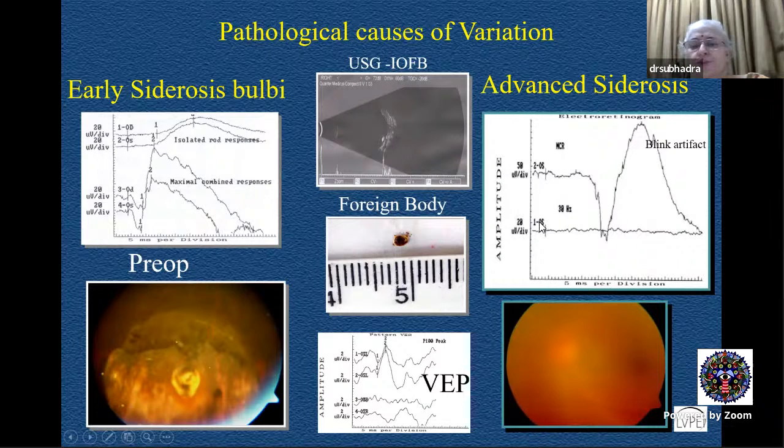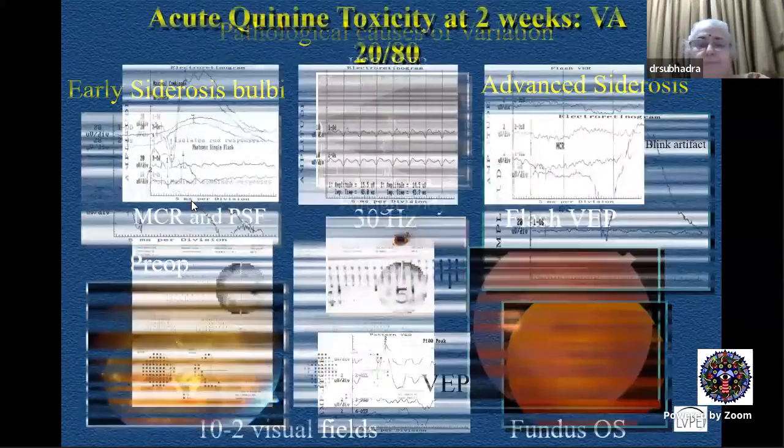So again here, the test has been done 2 times in the left eye. Both times it is flat, but the second time it showed a huge response. Again, this is a blink artifact. This is not a true response. The actual response is here at the beginning of the stimulus. So this is advanced siderosis, and this is early siderosis.